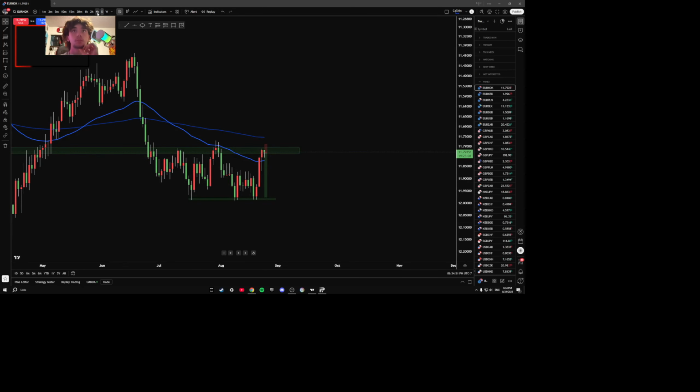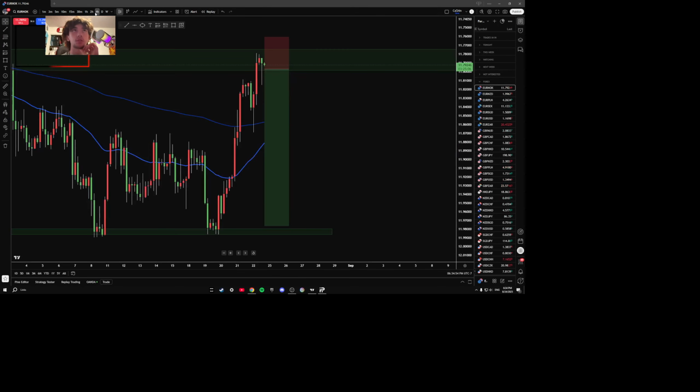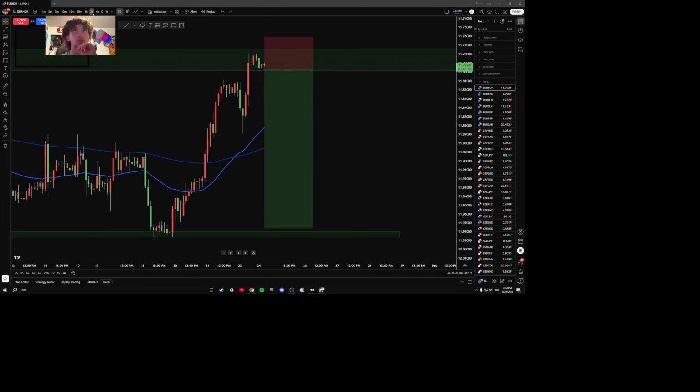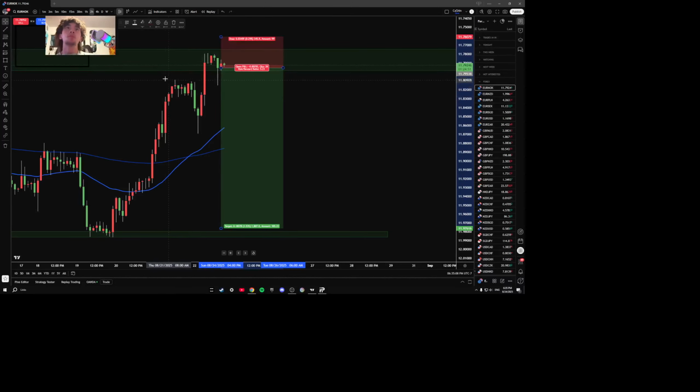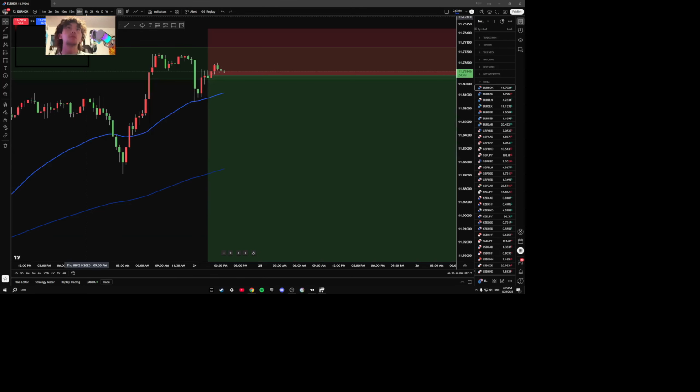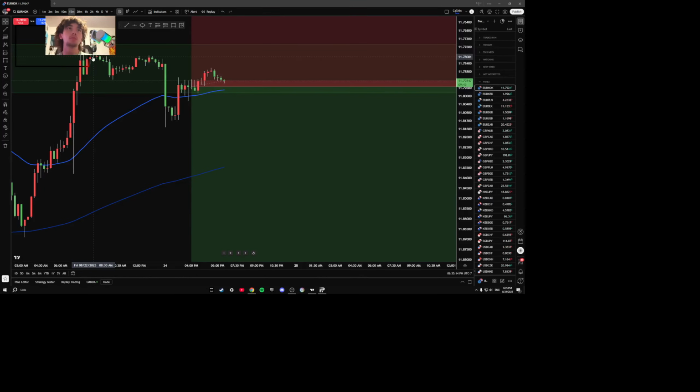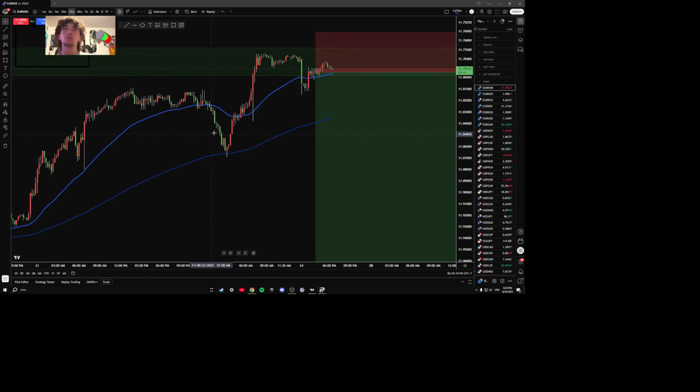Two-hour daily close into it. Barely engulfed that. Good engulfing here. Let's market open. I don't like to include those too much. Bullish, never shifted. Bullish, technically never shifted.